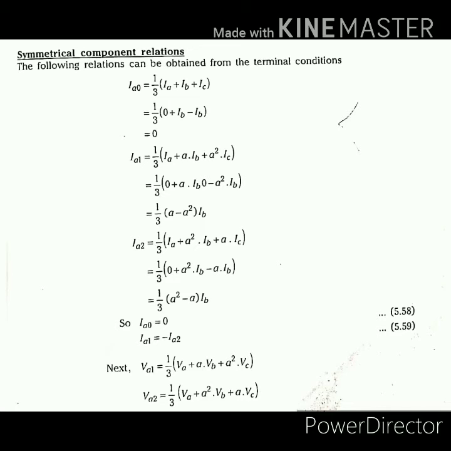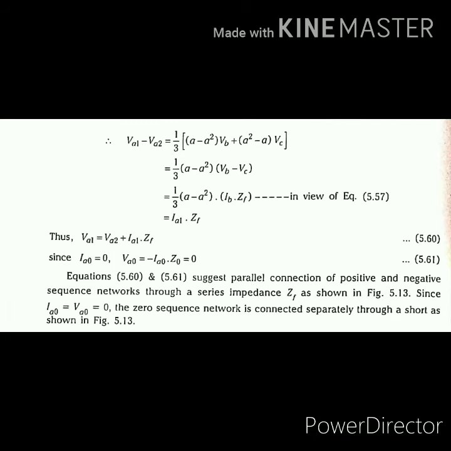Coming to the sequence voltages, VA1 we have, and the VA2 equation. If you subtract these two, VA1 minus VA2, from this we get IA1 into ZF as the final equation. So just look at equations 5.60 and 5.61.